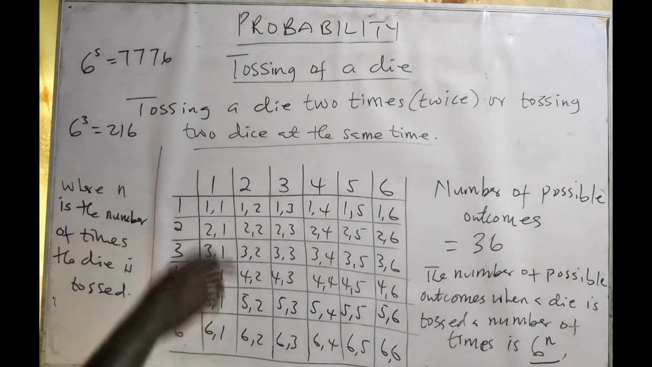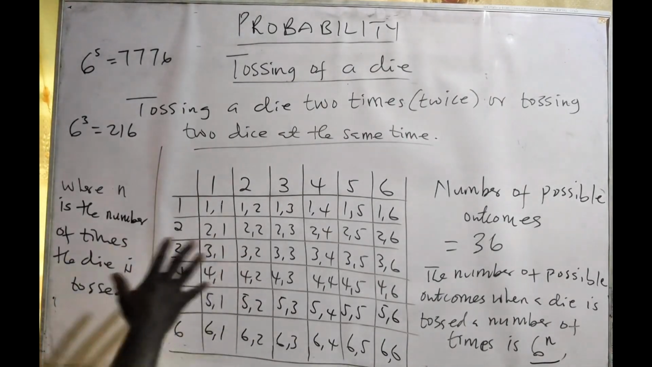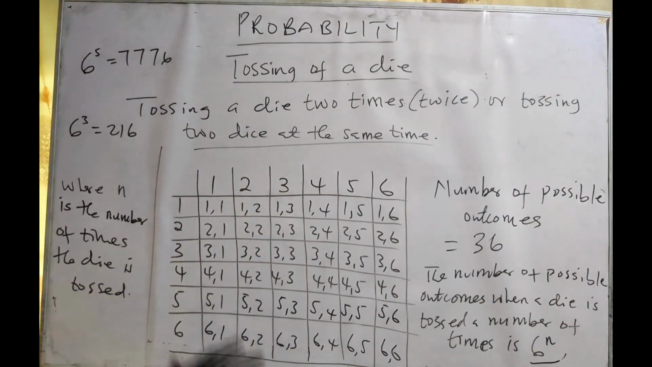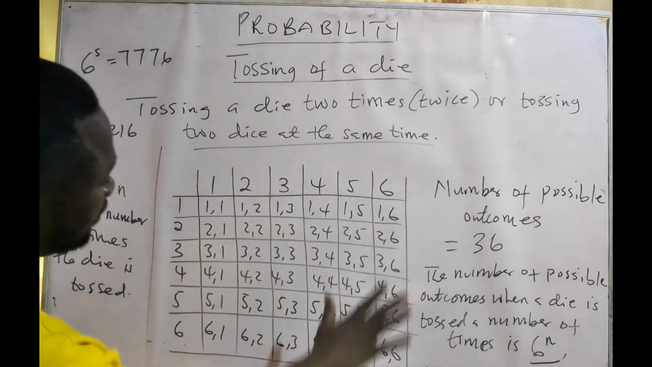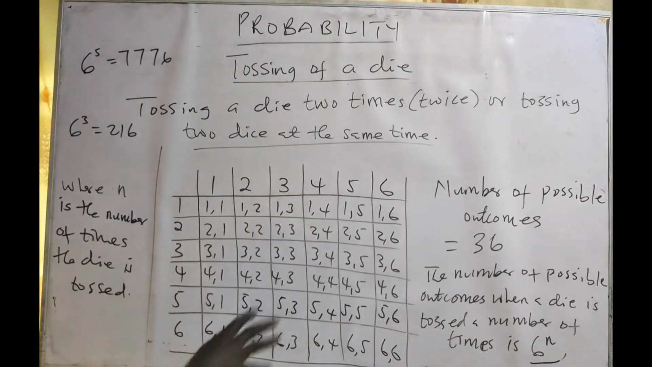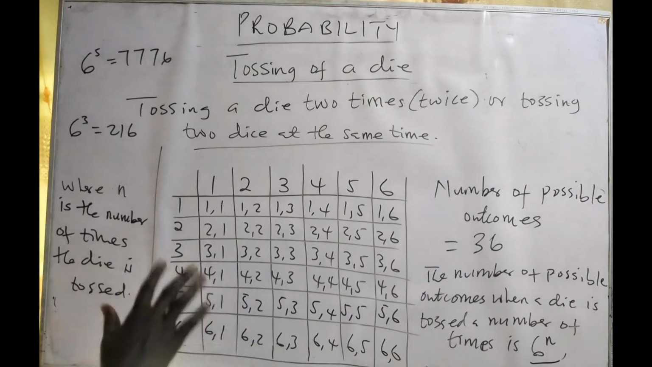The next time we meet, we are going to solve a question on when a die is tossed 2 times, or when 2 dice are tossed at the same time. Now that we have been able to get the possible outcomes, solving a question on it will be so simple.